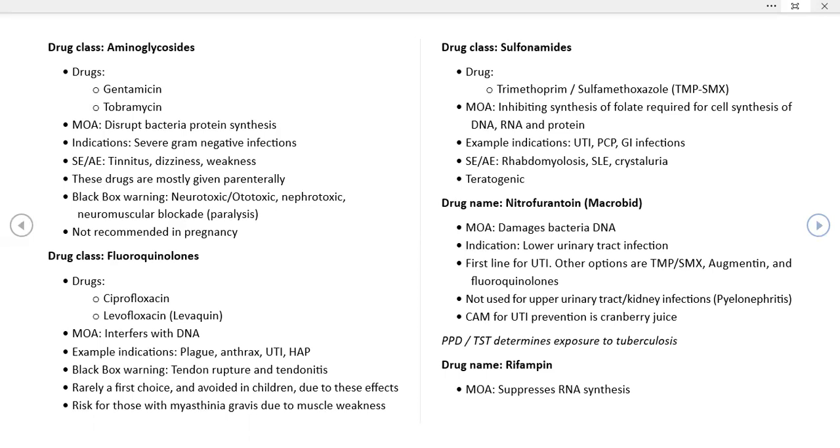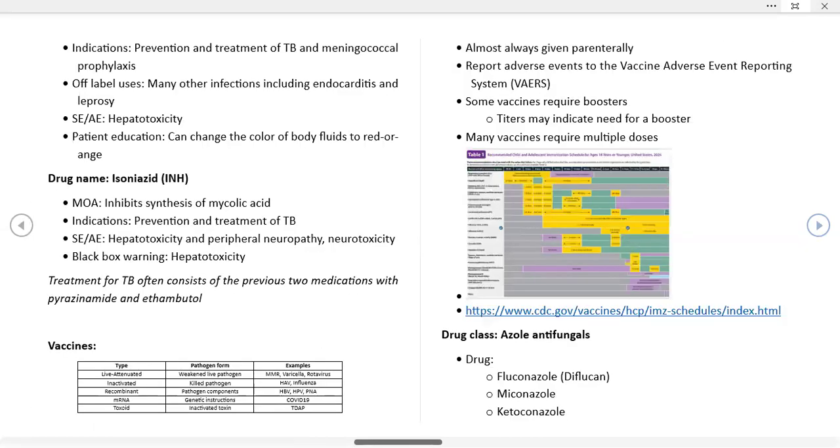Let's talk about some drugs specifically for TB. While it is a bacterial pathogen, it does have its own medications for treatment. So the medication we're going to start with is rifampin, and this suppresses RNA synthesis. And this one is used for both treatment and prevention of TB. What does that mean? If a patient was infected with tuberculosis, this is part of the treatment, or if a patient was exposed to tuberculosis, this is part of the prophylactic treatment. Prophylactic meaning before the patient gets sick.